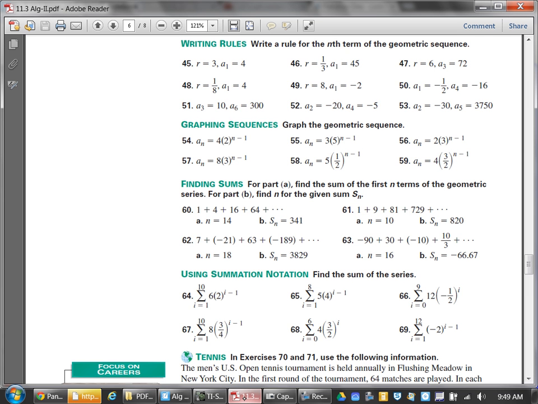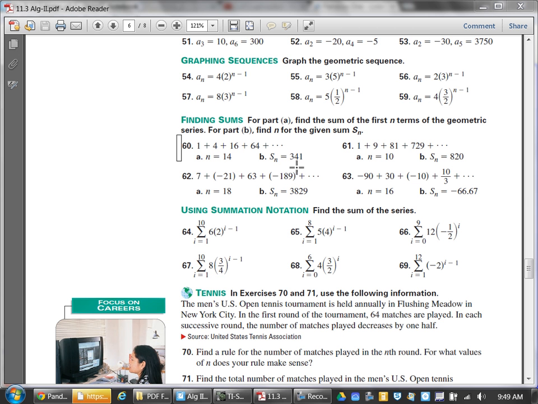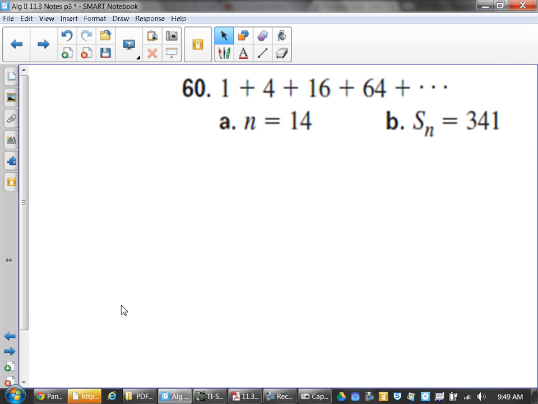So try this one. Same basic principle, guys. I'd like you to find the sum of 14 terms. After you do that, I'd like you to figure out how many terms in that sequence you would have to add together to equal 341. Okay? Using that log base trick that I just showed you.